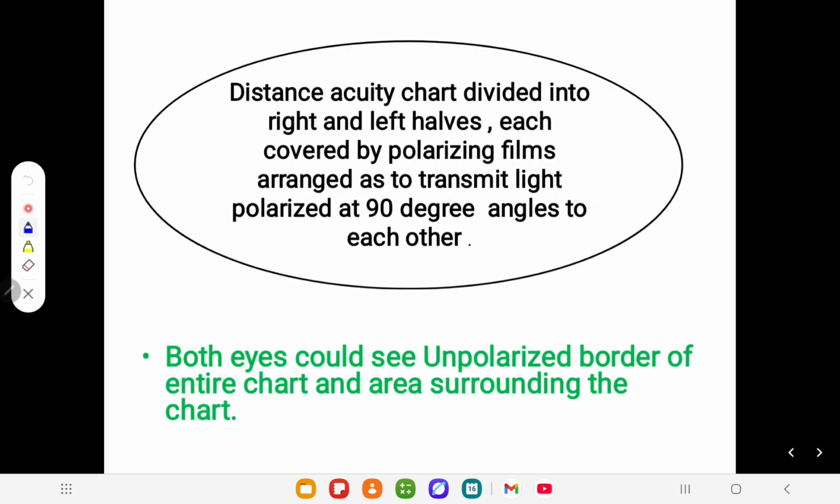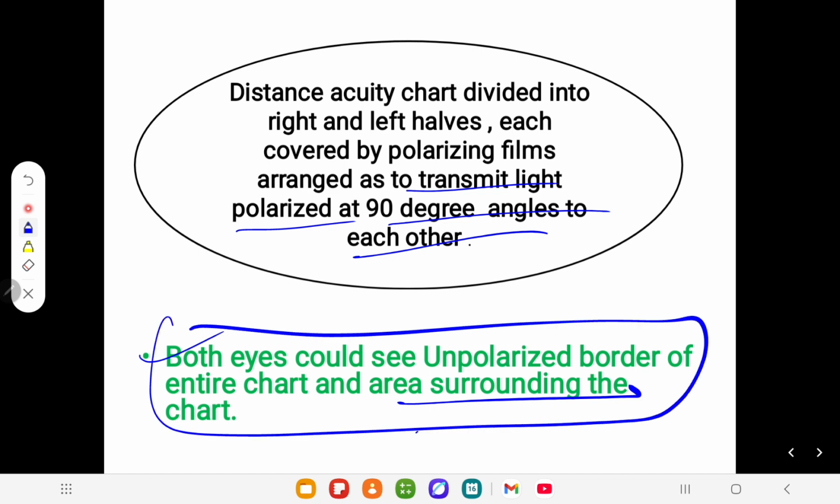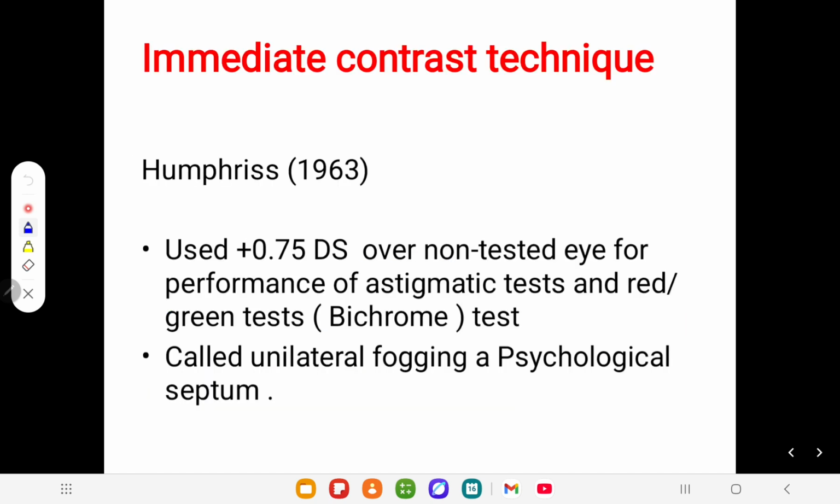The basic thing is this: the distance acuity chart is divided into right and left halves, each covered by polarizing film, arranged to transmit light polarized 90 degrees to each other, which we know. Both eyes can see the unpolarized border, the entire chart and the area surrounded by it, isn't it? The border and the area, except the letter, is definitely binocular. We can view binocularly and then we can maintain binocularity, isn't it?